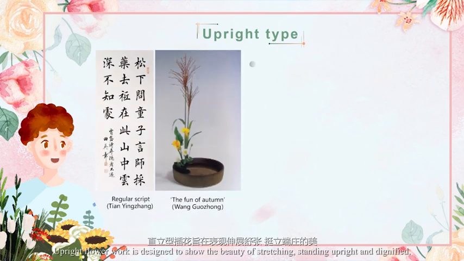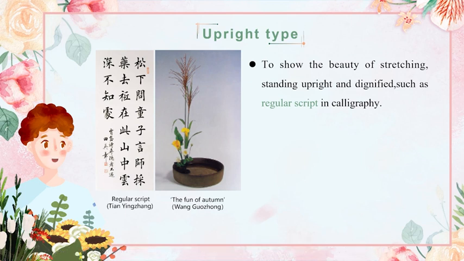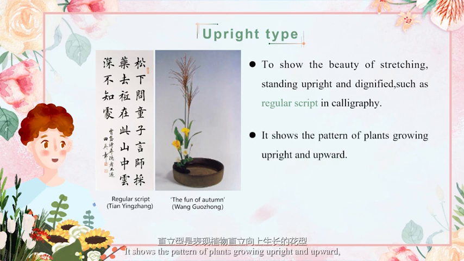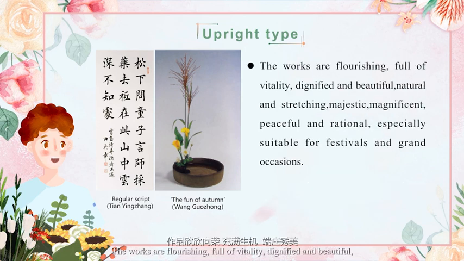Upright flower work is designed to show the beauty of stretching, standing upright and dignified, such as regular script in calligraphy. It shows the pattern of plants growing upright and upward, so that the branches must stand upright, and the angle varies from 0 to 30. The works are flourishing, full of vitality, dignified and beautiful, natural and stretching, majestic, magnificent, peaceful and rational, especially suitable for festivals and grand occasions.